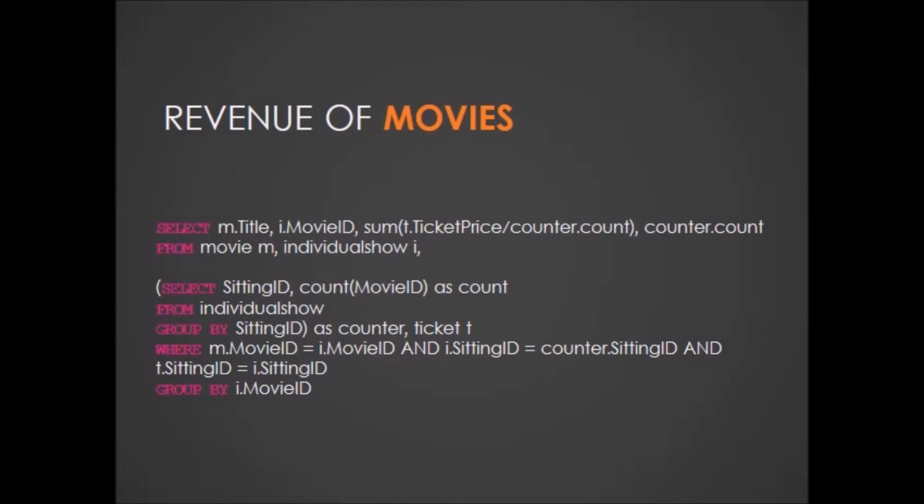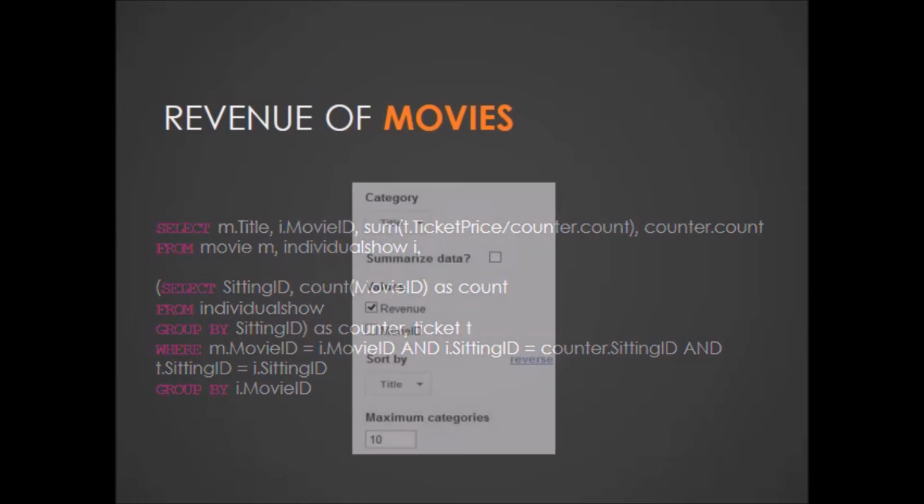To achieve this, not only the two tables movie and ticket have to be joined, but also the individual show has to be taken into consideration. This can be explained as follows. A ticket is always bought for a sitting. A single sitting can consist of several movies. Therefore, only some relative part of the ticket price can be aggregated for a movie.